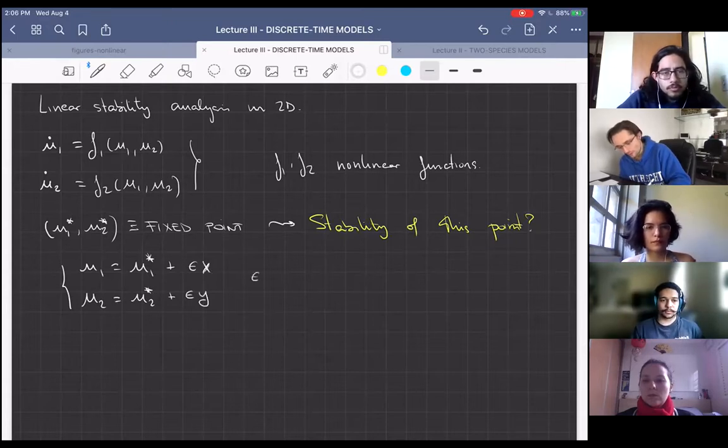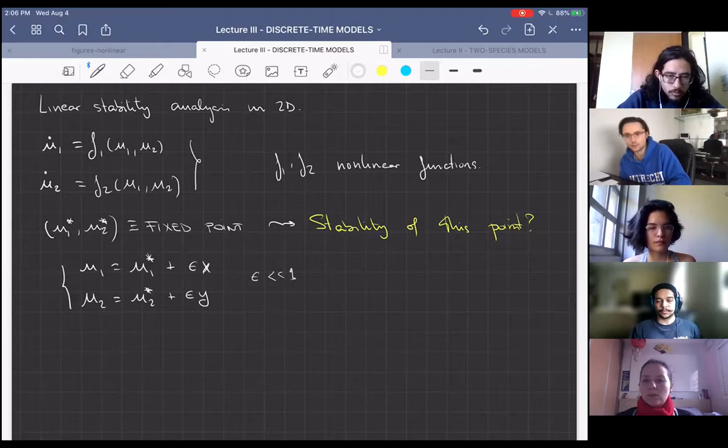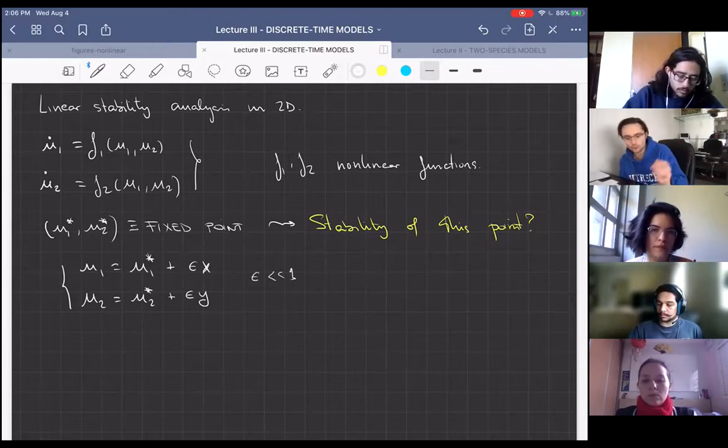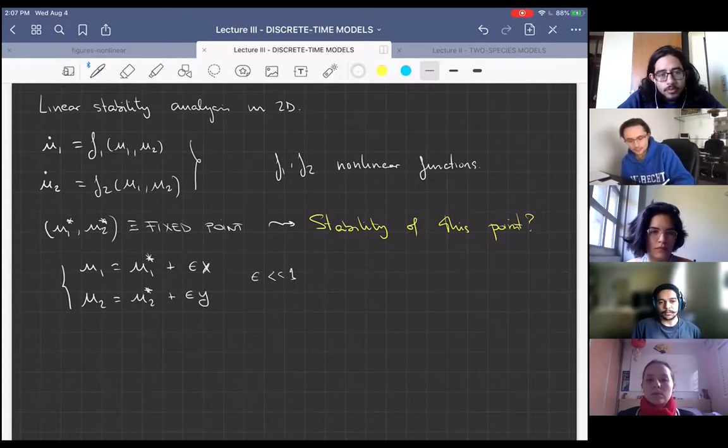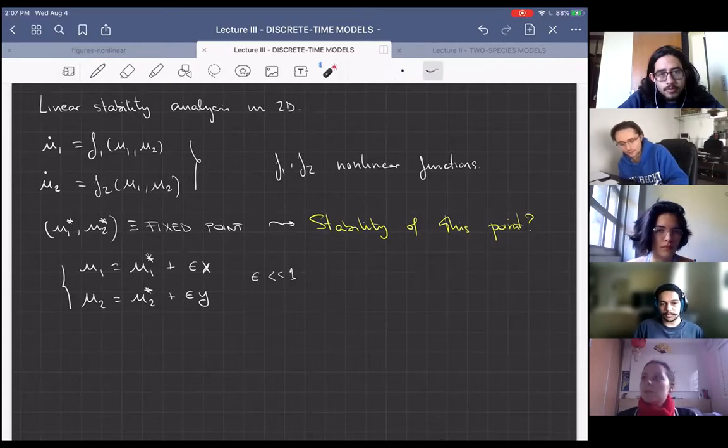Where remember, epsilon is much smaller than 1. So again, now the only thing is that I am going to kick my solution from the fixed point a little bit. Then the only thing I have to do is expand, the Taylor expansion I did for the f function in the one-dimensional case, I can do it for f1 and for f2, basically.